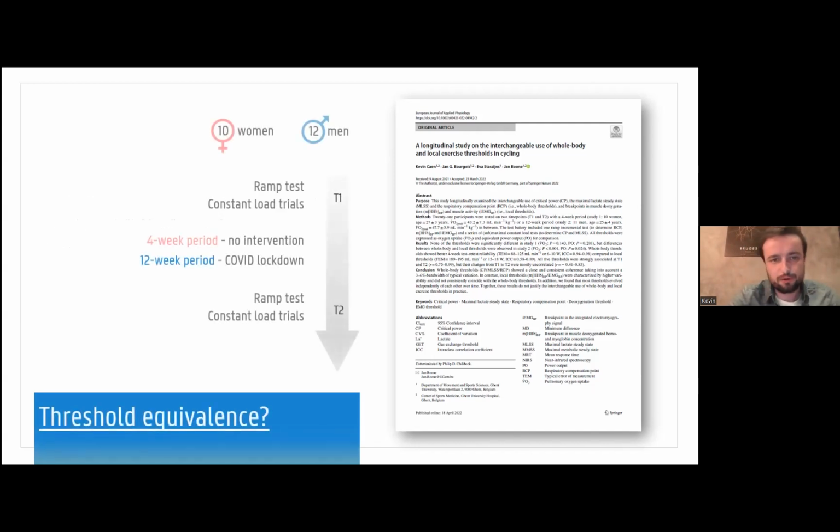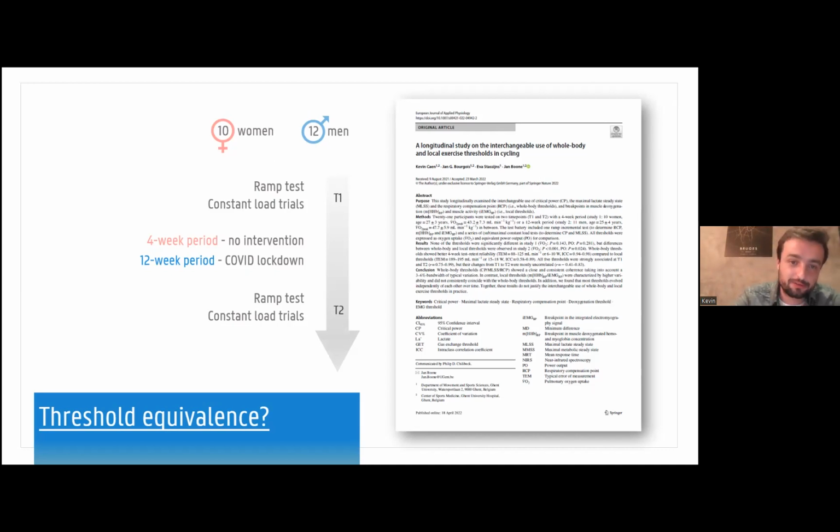We had 2 subject groups. We had a women group and we had a man group. In the women group, we determined thresholds before and after a 4-week period in which there was no intervention. So those females did not train, they just maintained their habitual sports. And the male group, we tested them before and after a 12-week period.